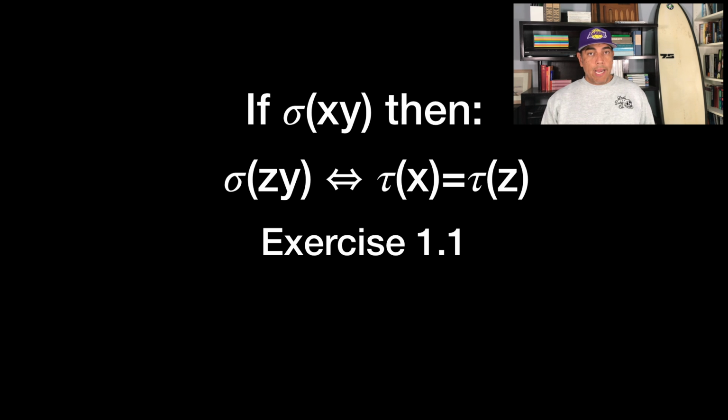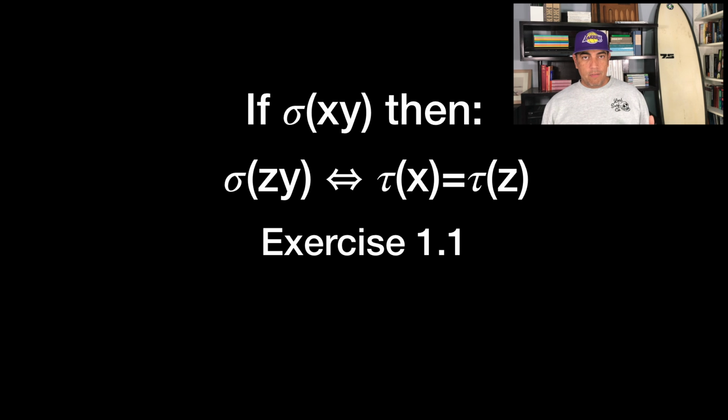If x and y are in that sigma relationship again, then it is the case that sigma zy, that z and y are in the sigma relationship, if and only if x and z are the same numeral type. In other words, what we're showing is that when x and y are in that sigma relationship, then y can and must be in that same sigma relationship with only and all numerals that are the same as x's numeral type.